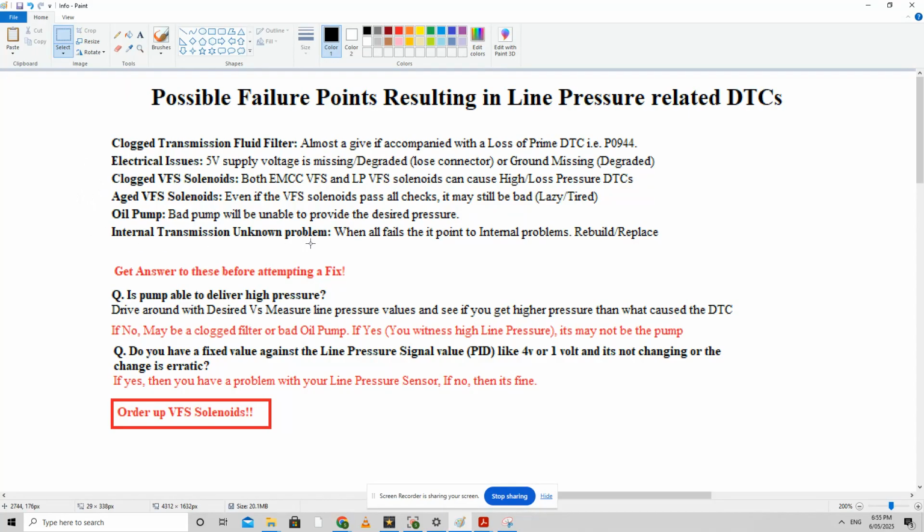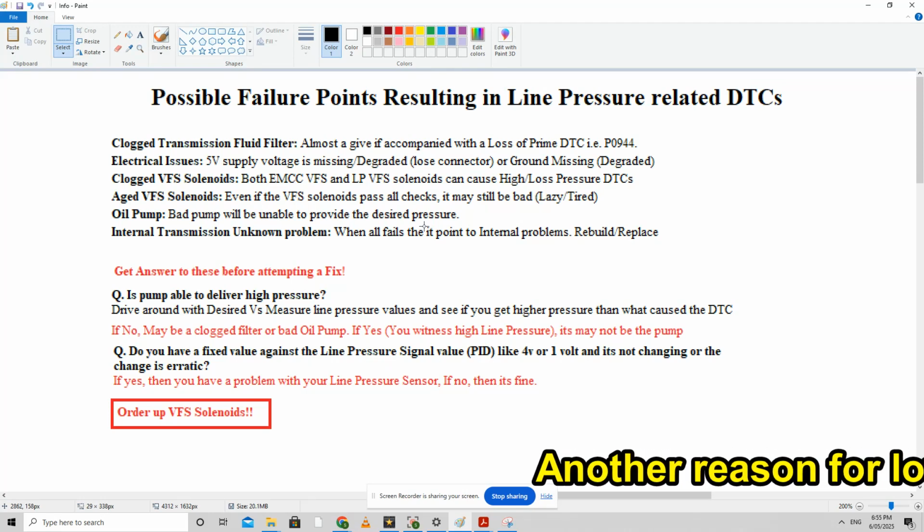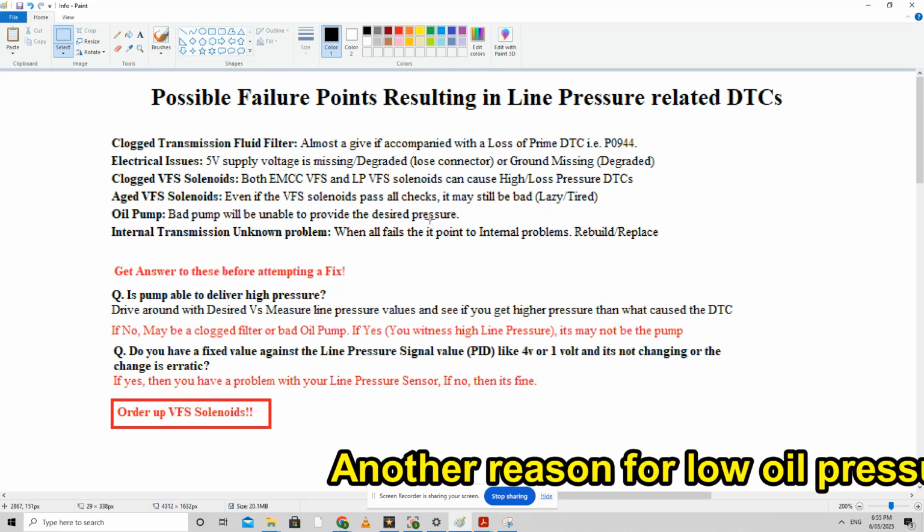Internal transmission, unknown problem. When all else fails, it points to internal problems, so the possibility is rebuild or replace. The only thing I can think of internally that can fail is the oil pump, or maybe somebody has rebuilt the transmission recently and didn't put in the correct seal or valve somewhere, or some of the items are incorrectly assembled. That happens all the time.